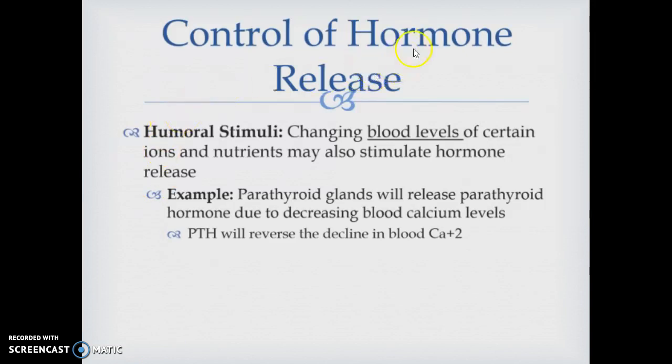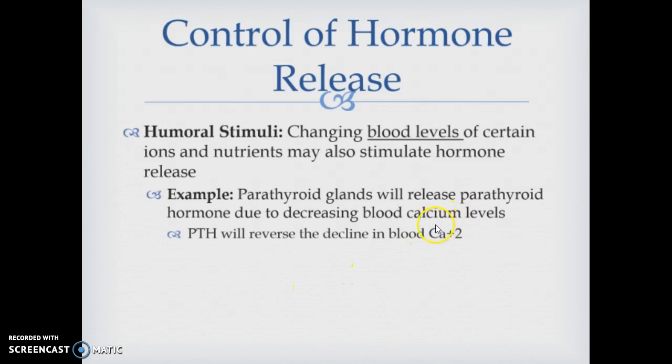The second way hormones can be released from their glands is through humoral stimuli, or a fluid. And in this case, blood is our fluid. So we're looking at how blood levels change and how those changes cause glands to release their hormones. In this one, we're going to be talking about calcium. Calcium is needed in our blood, and it's stored in our bones. We know that our bones are made up of calcium. That's the hard deposits on our bone.